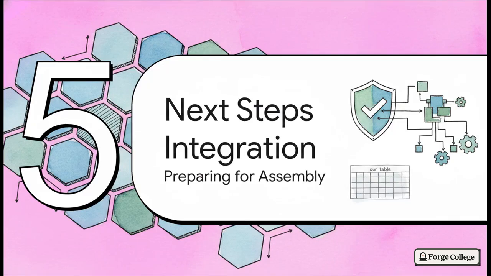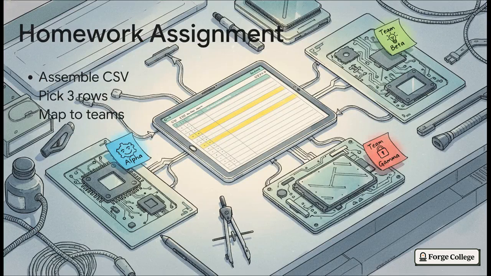And finally, section 5, next steps and integration, preparing for assembly. All right, we have our mitigations, our master playbook, and our automated checks. So your homework before our next explainer on integration is to actually assemble your playbook CSV artifact. I want you to select 3 high-priority playbook rows to apply directly to your wallet components, add explicit ownership notes so there's absolutely no confusion about who controls what, and prepare to map these components to your development teams.